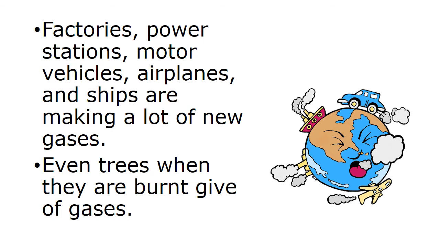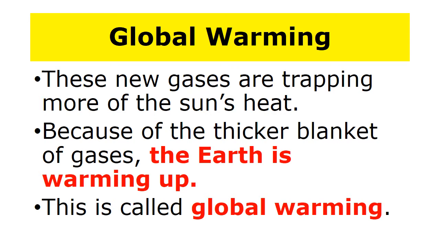Factories, power stations, motor vehicles, airplanes, and ships are making a lot of new gases. Even trees, when they are burnt, give off gases. Global warming. These new gases are trapping more of the sun's heat. Because of the thicker blanket of gases, the earth is warming up. This is called global warming.